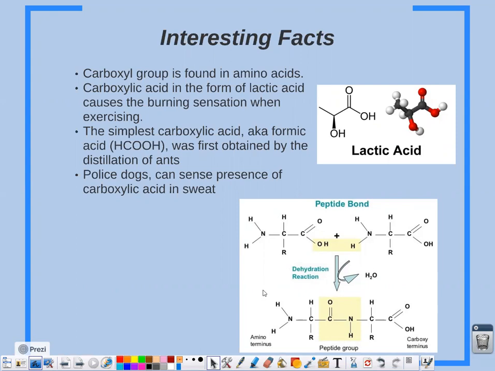The simplest carboxylic acid is formic acid. Formic acid was first obtained by distillation of ants. Police dogs can sense the presence of carboxylic acid in seaweed.